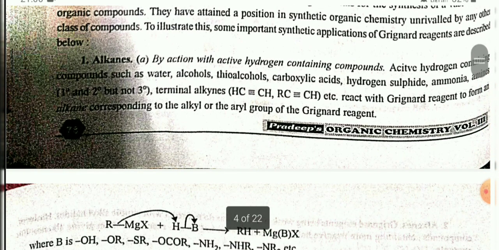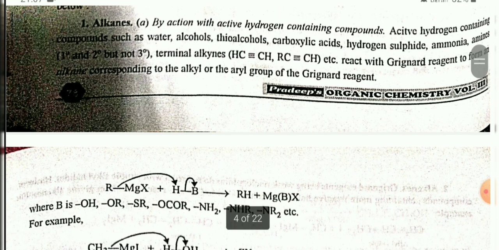First, alkanes. A. By action with active hydrogen containing compounds. Active hydrogen containing compounds such as water, alcohols, thioalcohols, carboxylic acids, hydrogen sulfide, ammonia, amines, terminal alkynes, etc. react with Grignard reagent to form alkanes or arenes corresponding to the alkyl or the aryl group of the Grignard reagent.